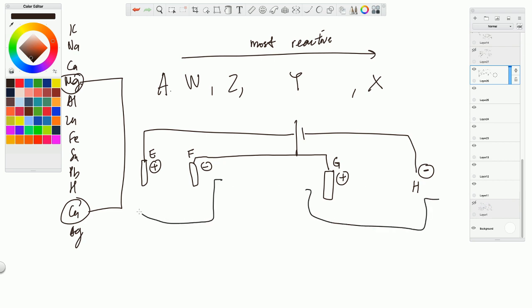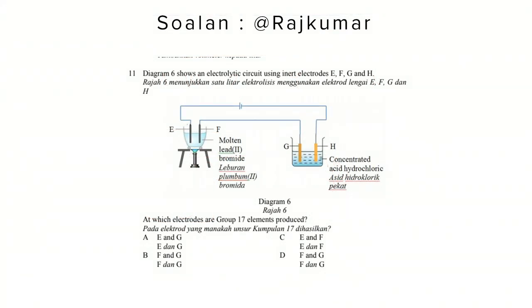So this one is bromide. Will go here to form bromine. This one is chloride. Will go here to form chlorine. So the answer is E and G. A. Oh, all my answers are A today. So you all get A in SPM. Okay? All right. Next question, please.